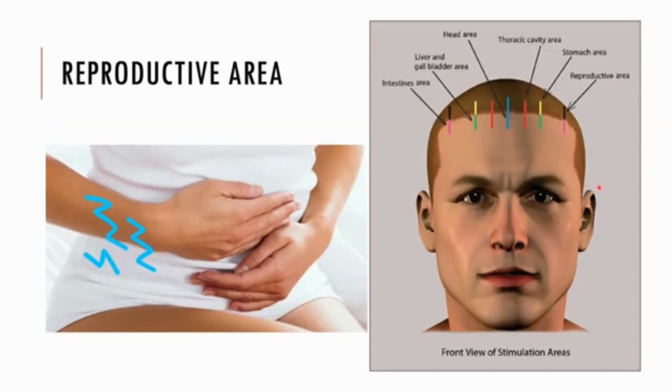Reproductive area starts at the frontal corner of the hairline, running 2 centimeters superiorly. It is useful for treating menstrual cramps, bleeding, and urinary tract infection.